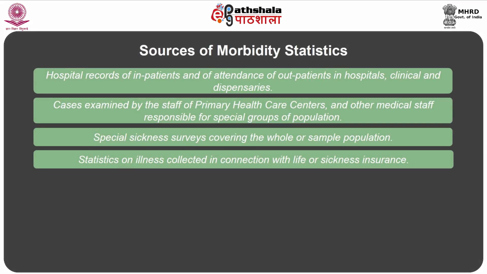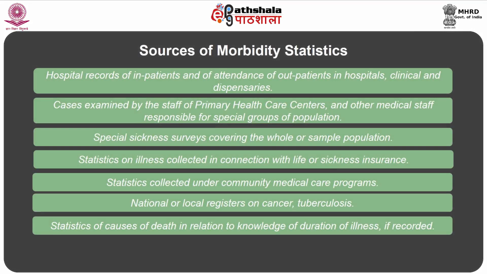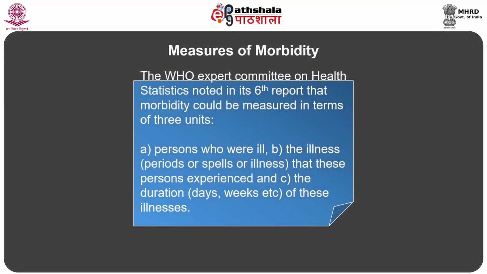Number 4. Statistics on illness collected in connection with life or sickness insurance. 5. Statistics collected under community medical care programs. 6. National or local registers on cancer, tuberculosis. Number 7. Statistics of cause of death in relation to knowledge of duration of illness if recorded. And many more health and survey reports.